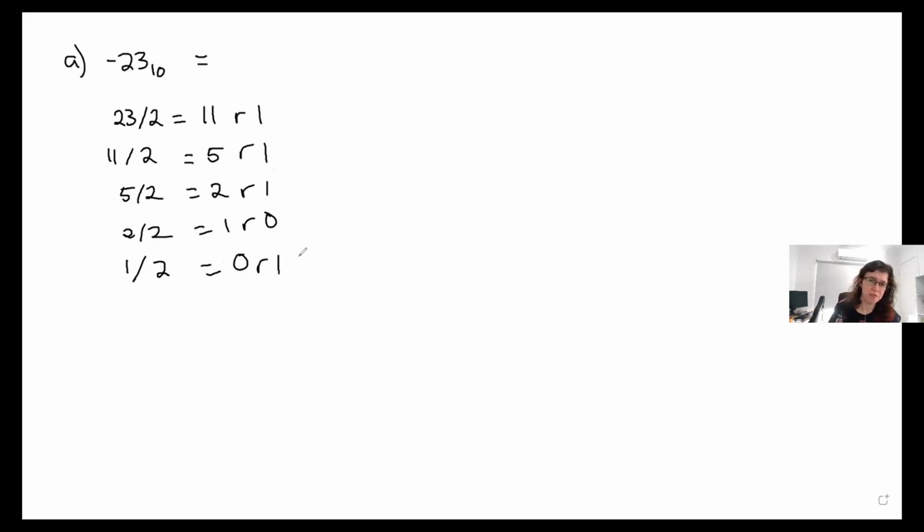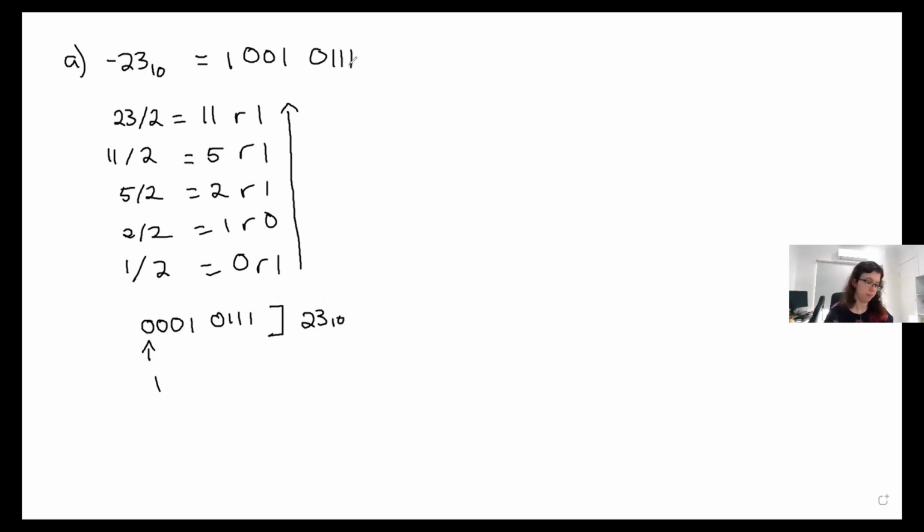So we've actually only got 5 bits here. So to turn it into an 8-bit number, we need to add some zeros out the front. So 0, 0, 0, 1, 0, 1, 1, 1. So that's a standard binary number for positive 23. To turn it into negative, all we do is replace the first bit with a 1. So the final answer is 1, 0, 0, 1, 0, 1, 1, 1 in a signed magnitude system.